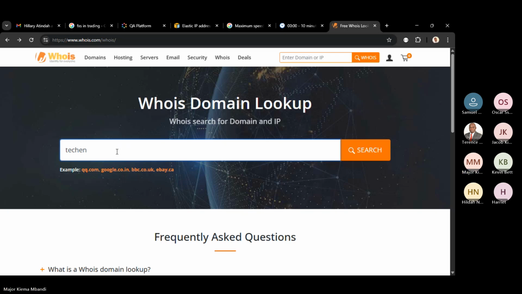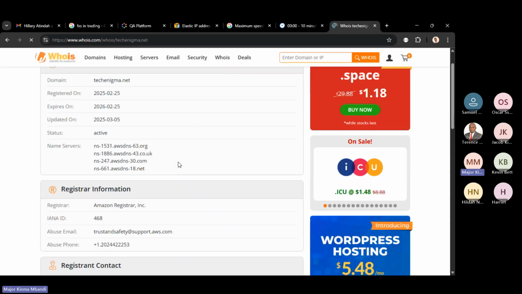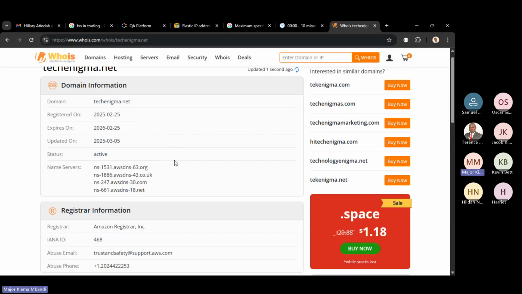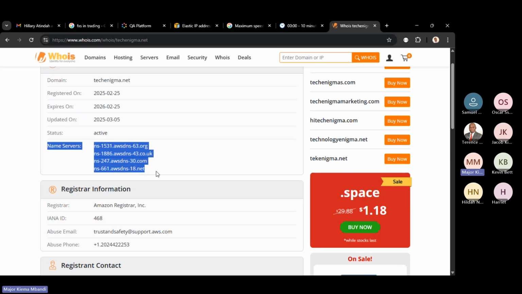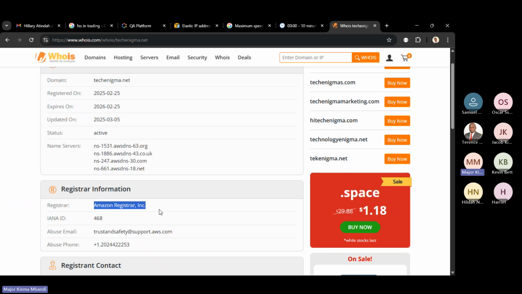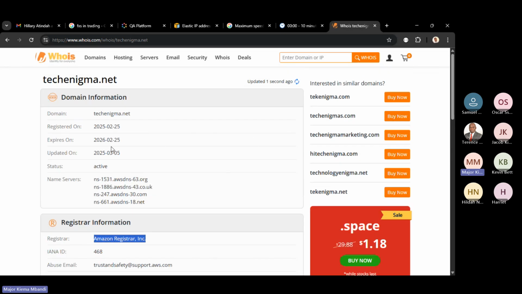So let's take enigma.net. Yeah, so you can see now the contrast. It is still being managed by AWS, and the registrar is also AWS, because I registered using Route 53 and I'm still managing it using Route 53. So it will have AWS DNS servers. I registered this year on the 2nd, 2025, and it expires next year, 2026.